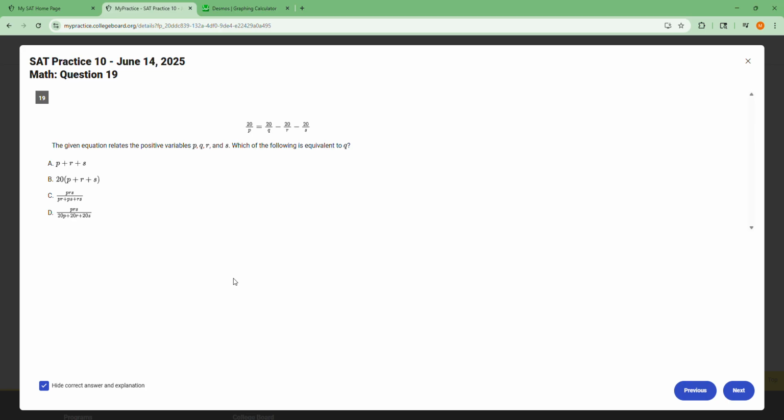You are correct. No. It's 1 over P plus 1 over R plus 1 over S. It is not 1 over P plus R plus S.